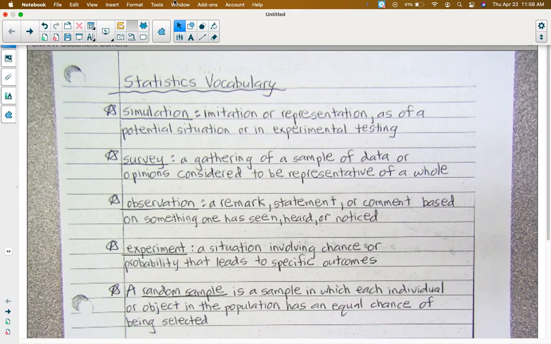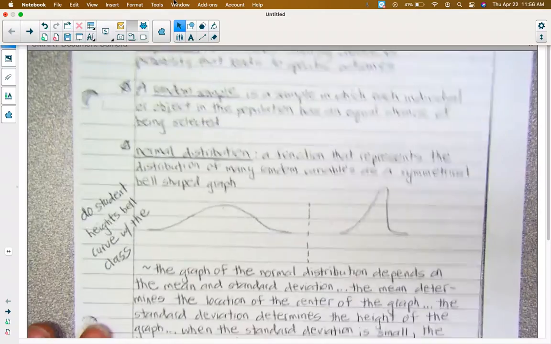An experiment is a situation involving chance or probability that leads to specific outcomes. So you might have done different kinds of experiments in one of your science classes or maybe any other class, just some sort of experiment to see what will happen. A random sample is a sample in which each individual or object in the population has an equal chance of being selected. Again, the key word is random. So there's no rhyme or reason to it. It is totally random.